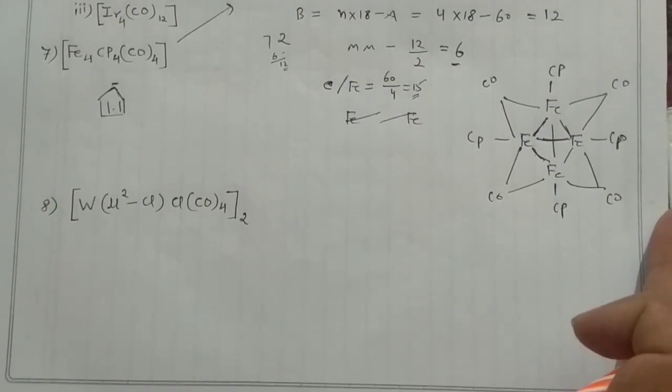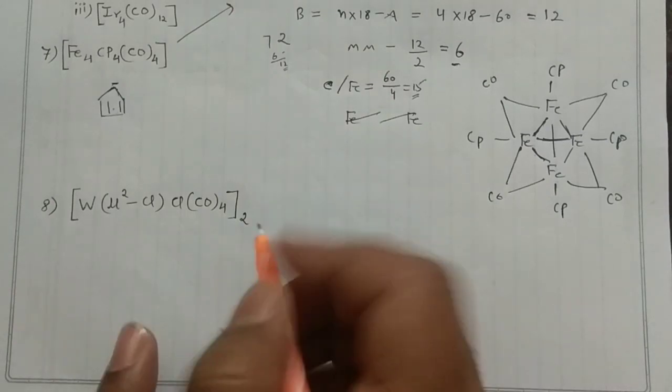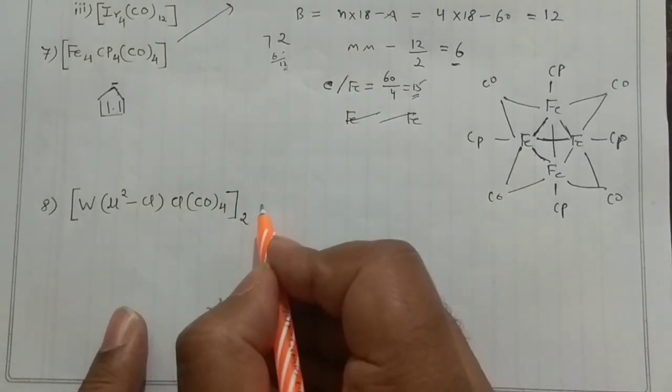Okay, so now I'm having my next problem, and in this problem you can see my tungsten is there. It's a different kind of problem actually. So how can I solve this particular problem? There are two ways, so I am doing it in the simpler manner.